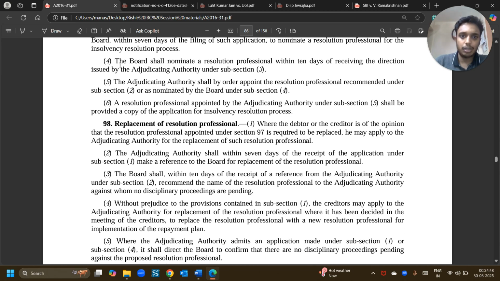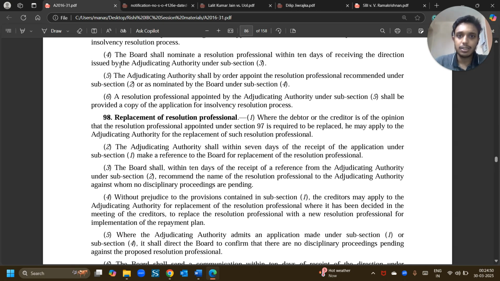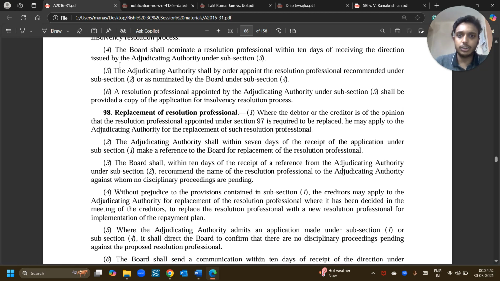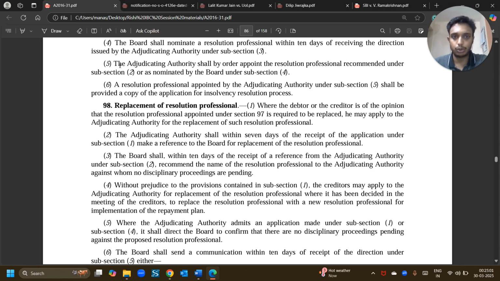IBBI has to make the nomination of that RP within 10 days. Then the adjudicating authority will pass an order specifically to appoint the RP who has been nominated under subsection 4 or who has been recommended under subsection 2, when the application itself was already filed through the RP.